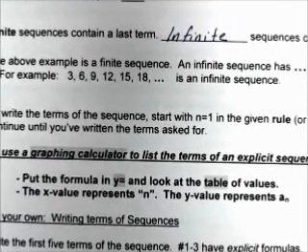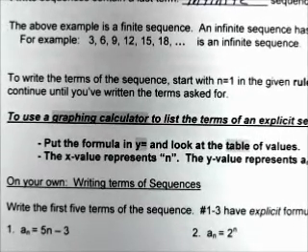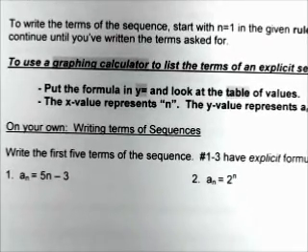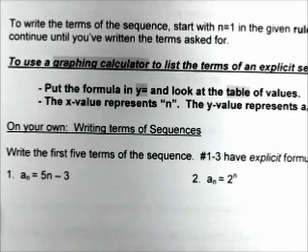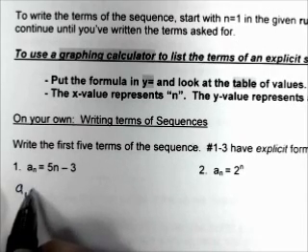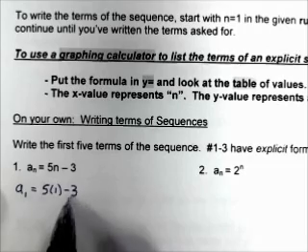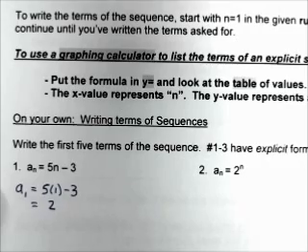So, working out together, writing terms of sequences. Write the first 5 terms of the sequence. Numbers 1, 2, and 3 here have explicit formulas. Okay, so a sub n equals 5n minus 3. So a sub 1, our first term, would equal 5 times 1 minus 3. 5 times 1 is 5, subtract 3 is 2. So our first term is 2.